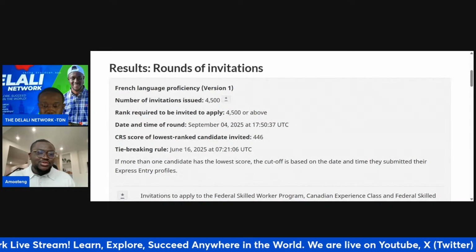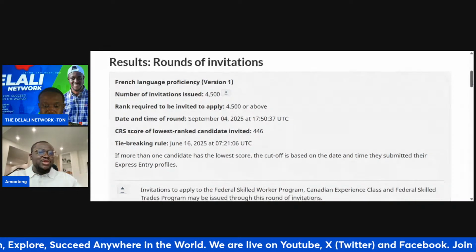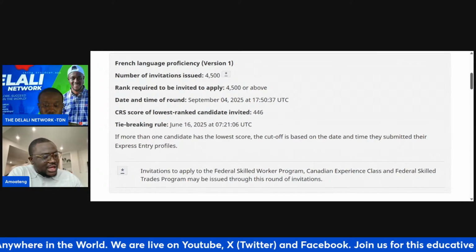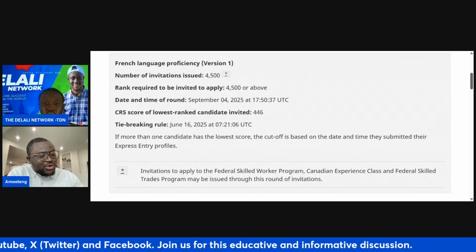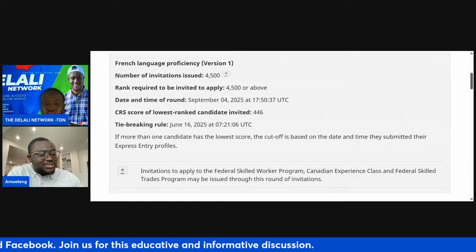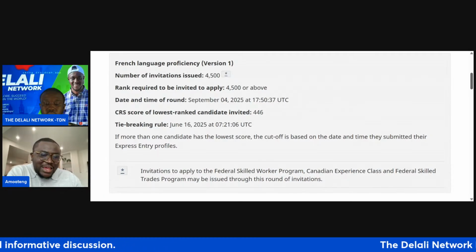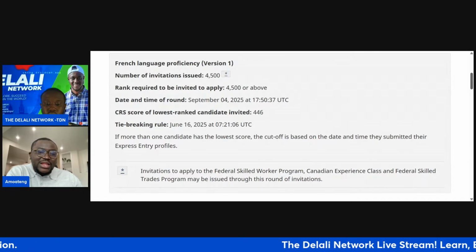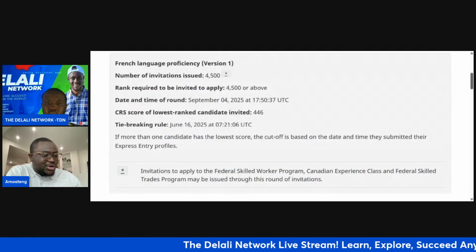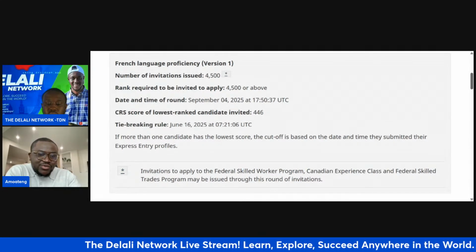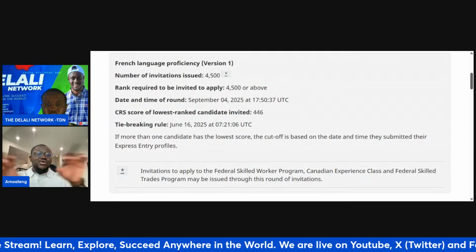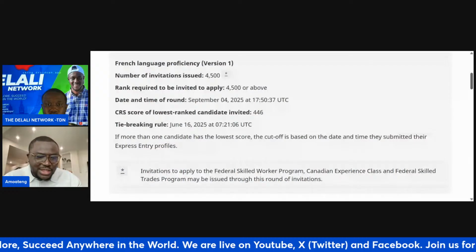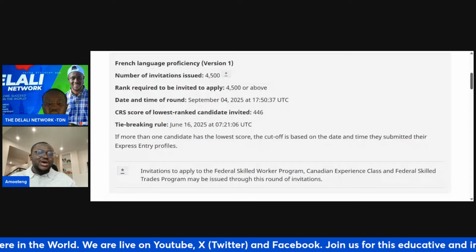So what will they use to get some people out? That's the tie breaking. So for example, Della had 446. Myself, I had 446, and then one person also had 446. Now they just need one person to select. They are going to use the tie-breaking rule. So the tie-breaking rule will now depend on the time that we submitted our profile and the date that we submitted our profile. So they will use the date, which is June 16th, 2025, and then that time to do that selection when we are on tie. That's why we call it the tie-breaking. The same level. Now we need to select one person.